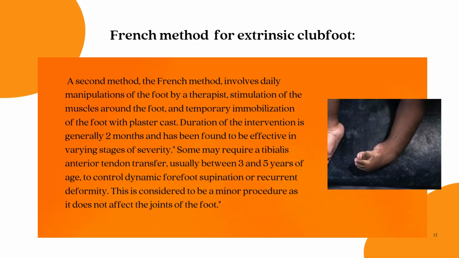French method for extrinsic clubfoot. A second method, the French method, involves daily manipulations of the foot by a therapist, stimulation of the muscles around the foot, and temporary immobilization of the foot with plaster cast. Duration of the intervention is generally 2 months and has been found to be effective in varying stages of severity. Some may require a tibialis anterior tendon transfer, usually between 3 and 5 years of age, to control dynamic forefoot supination or recurrent deformity. This is considered to be a minor procedure as it does not affect the joints of the foot.